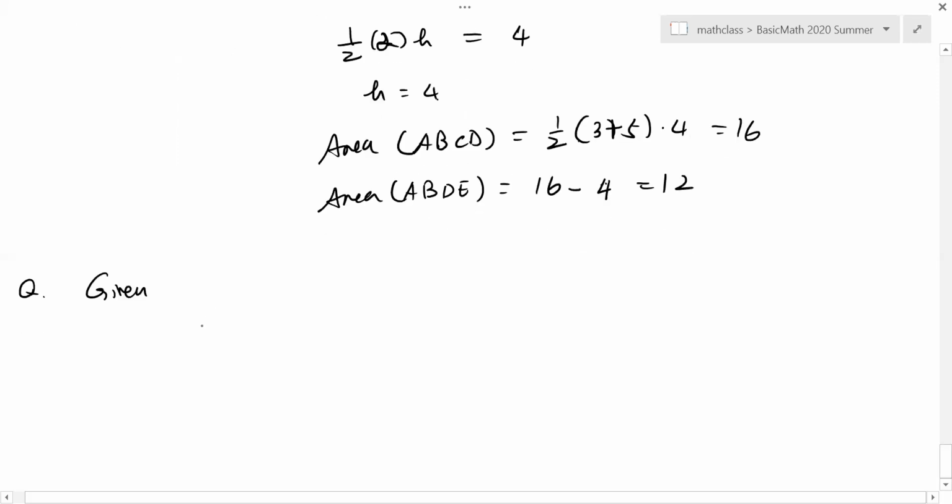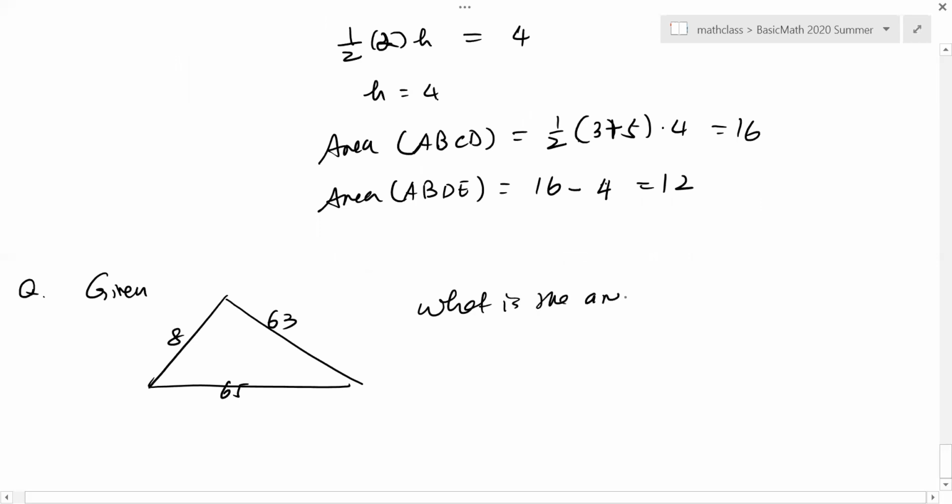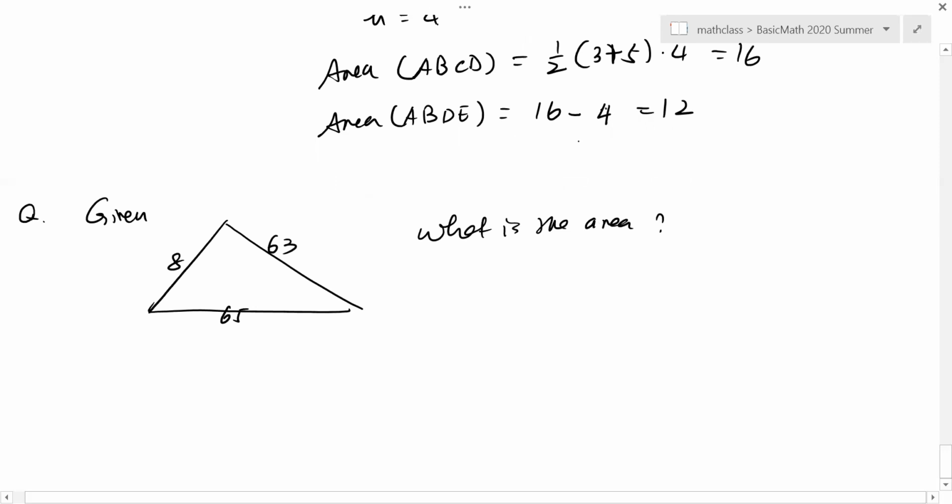Okay, given a triangle with 3 sides: 8, 63, 65. What is the area? Well, at this moment, we don't have a general formula for the area of a triangle once they give us 3 sides. But when you see 3 numbers, the first thing that comes to mind is: is it a right triangle or not? If it is, let's check it.